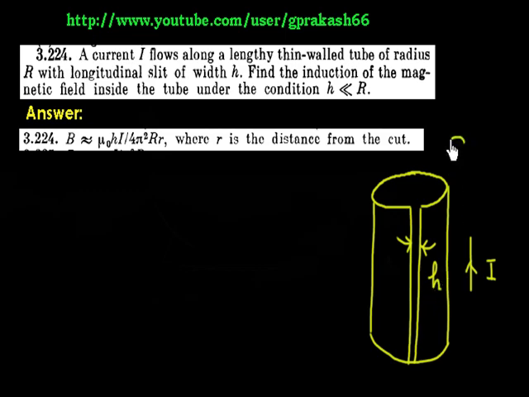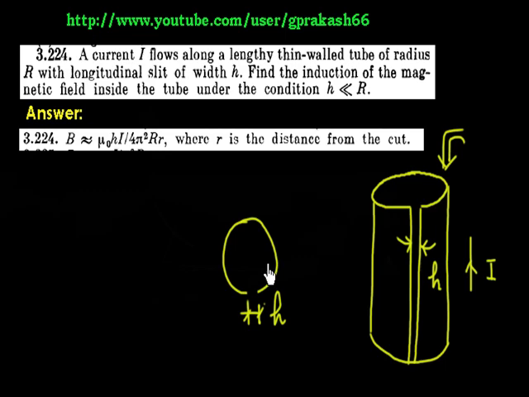If you look from the top, it will look something like this. So this is the top view of the cylinder, but there is a width, so you will not see something here. There is an opening, and the width of this opening is h. Are you getting it? And what is my task? My task is to calculate the magnetic field inside this cylinder.